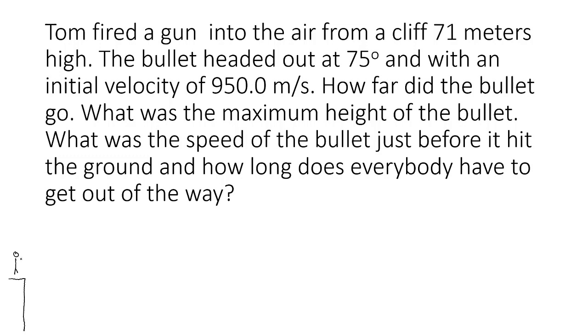So here's this guy. He's firing his gun into the air at 71 degrees. His initial velocity is 950 meters per second. We are asked the question, how far did the bullet go? So that means we want to find the change in x. It says what was the maximum height of the bullet. That means we want to find the height, the top that the bullet gets, and the final velocity in the horizontal direction.